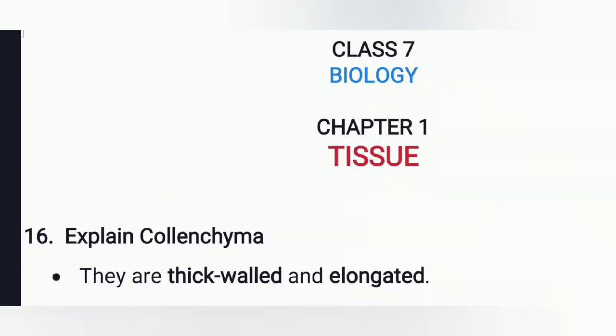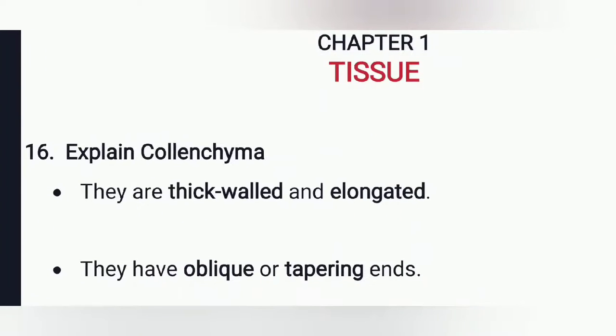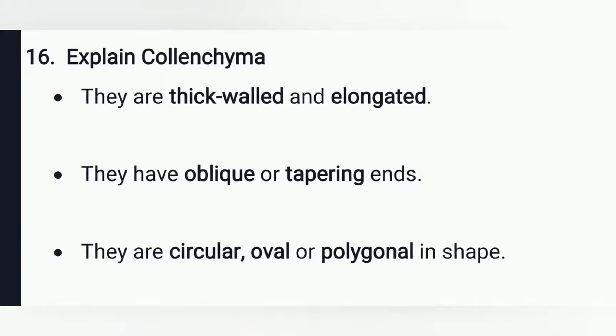The 16th question, explain collenchyma. They are thick-walled and elongated. That means their walls are so thick and they are elongated. In lengthwise, they are too long. They have oblique or tapering ends. Oblique means slanting. Tapering means in one area they are wide in size and they become narrower and narrower towards the end. That is called tapering ends.